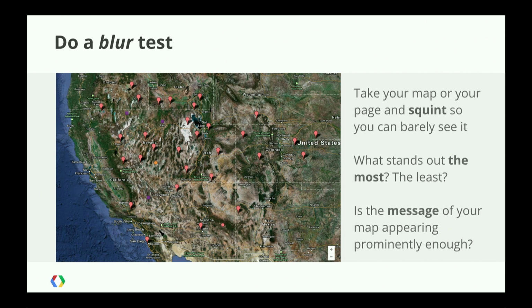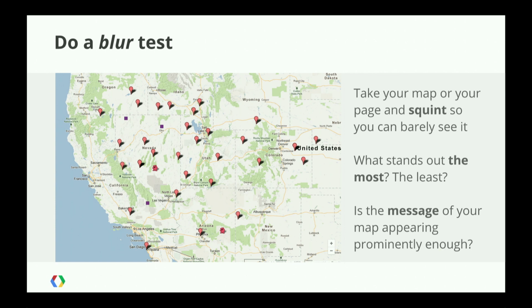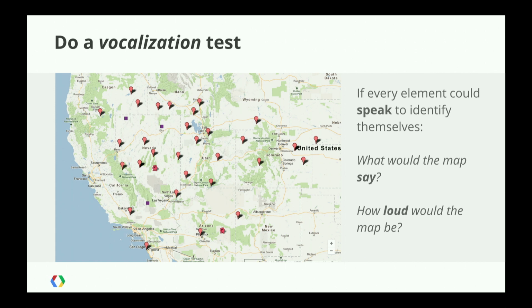So if your message of the map is, in this case, sightings of Bigfoot, Sasquatch, and Godzilla in the western United States, wow, if I do this blur, those pink markers really blend in the map way too much. They're not the most prominent thing on the map, so let's bring them out. But then if I bring them out, I need to ask myself a few other questions. And that is, if every element could speak for itself, what would it say? I'm a pink marker on a map. But I want it to say, I'm Godzilla on the map.